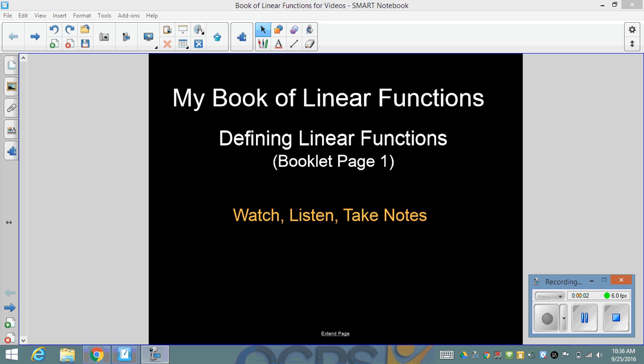Today we are beginning our unit on linear functions, and we're going to start by just defining what a linear function is and take a look at graphing using a table of values. Remember, you are watching, you are listening, and you are taking notes in your booklet on page 1.